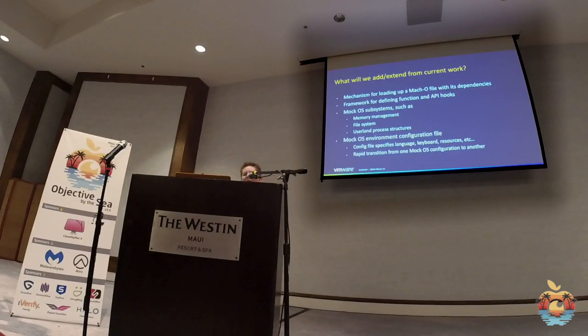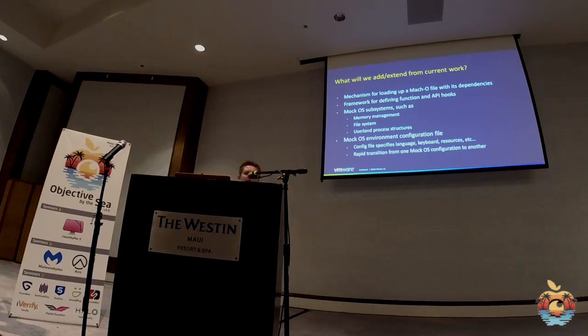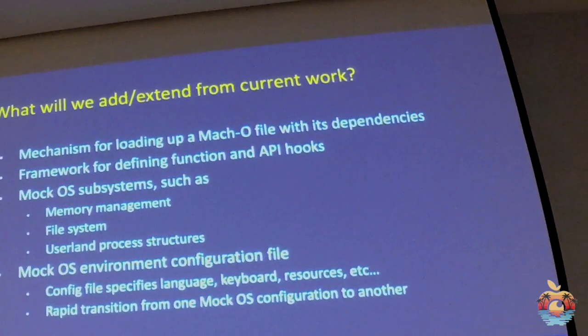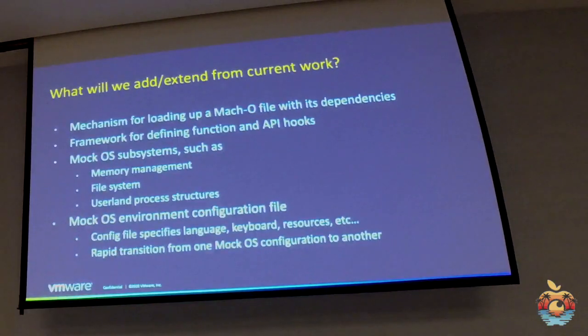So what are we adding or extending from the work that already exists? The idea is that we wanted to be able to load up a Mach-O file with its dependencies, any sort of resources that are required, and be able to emulate it in a platform-independent way. So if you are running malware, you don't want to necessarily run the risk if you've got maybe a junior analyst or something like that, or an automated system. You don't want to be running Mac malware on a Mac system necessarily.